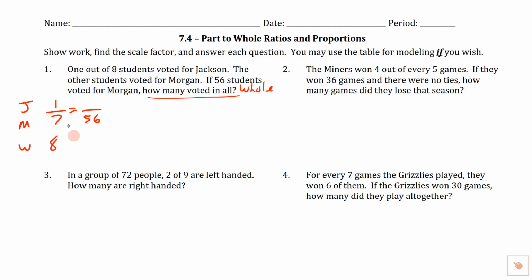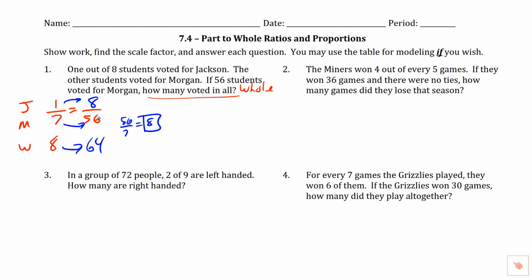So now we can figure out what the scale factor is. Let's take that 56 and divide it by 7. We end up with 8. So 8 is our scale factor. So we're going to multiply by 8 here. So that's going to be 8. And we're going to multiply by 8 here. That's going to be 64.